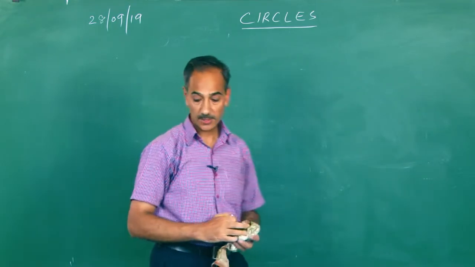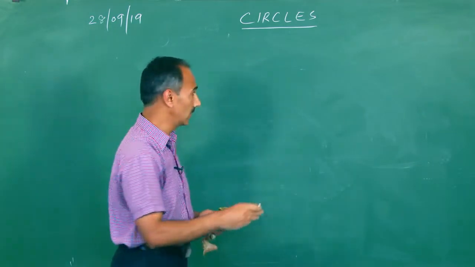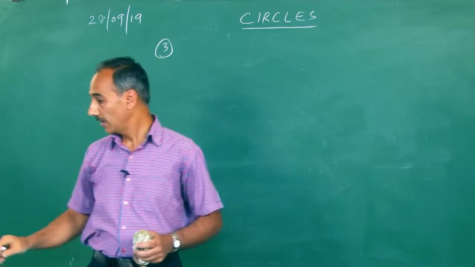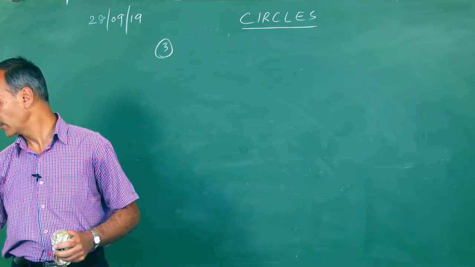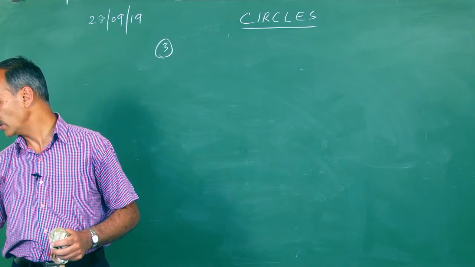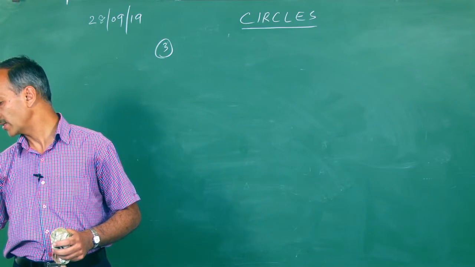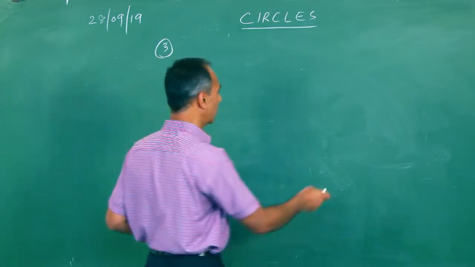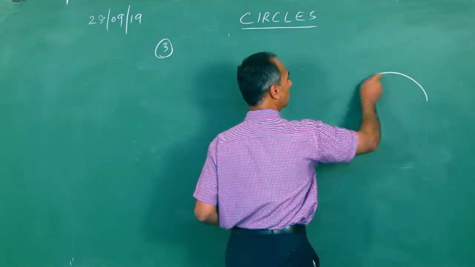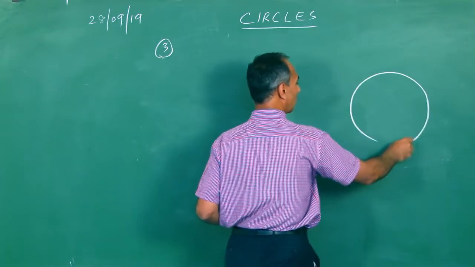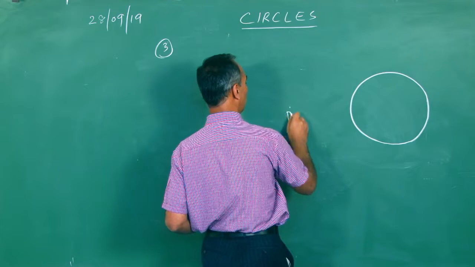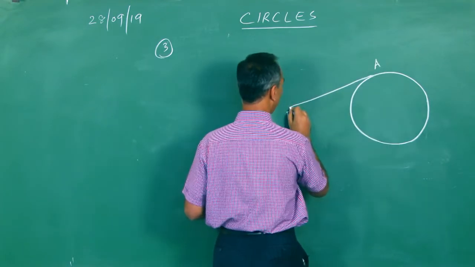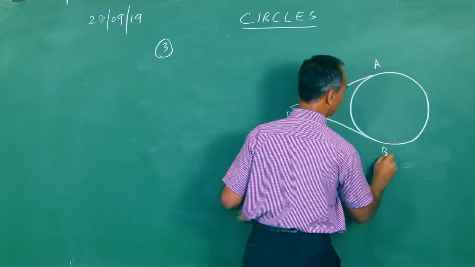So let's try to take a sum based on tangent segment. This will be my question number 3. It says that prove that the angle between the two tangents drawn from an external point to a circle. So there's a circle and there's an external point. So this is my circle. This is my external point. So I'll be drawing two tangents. This is PA, this is PB.